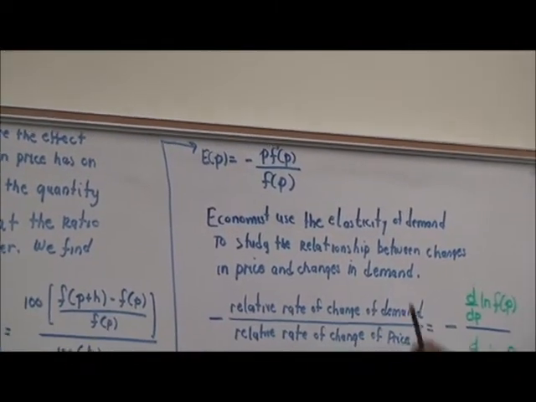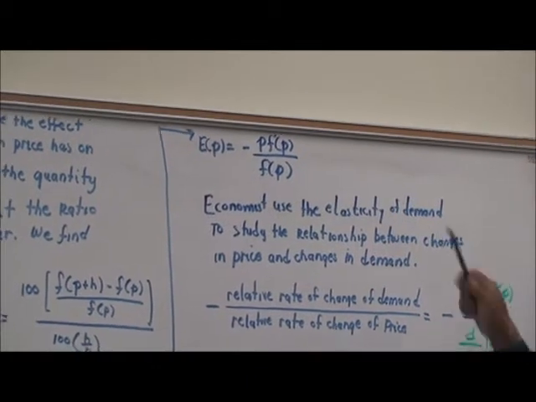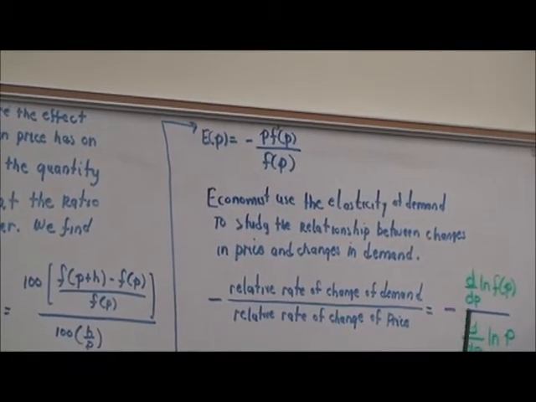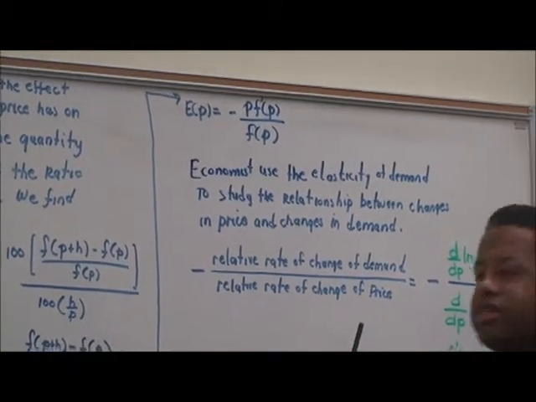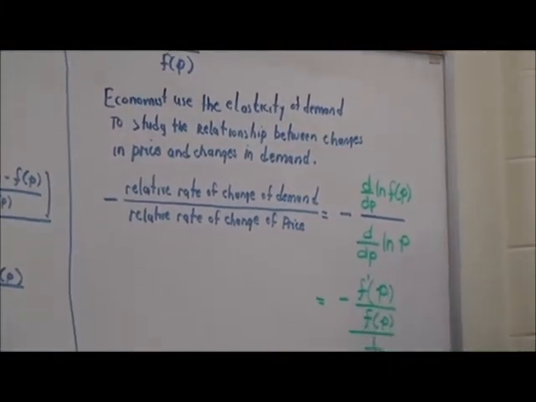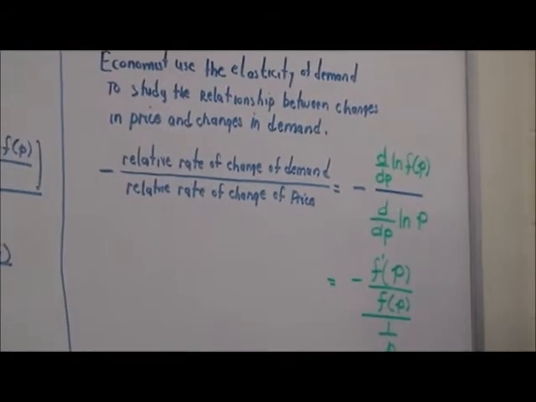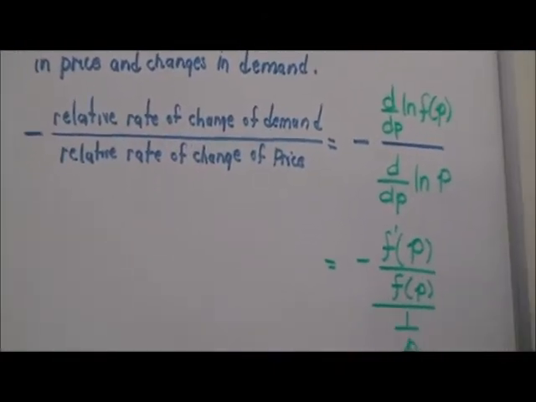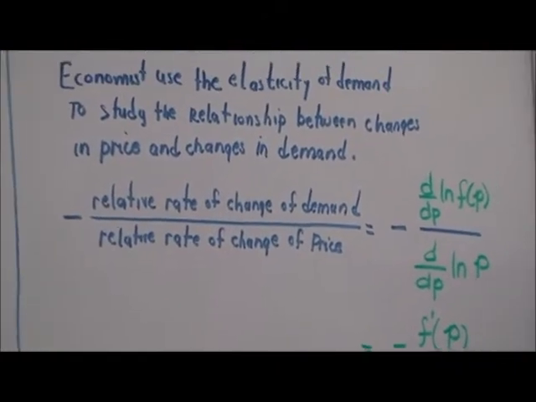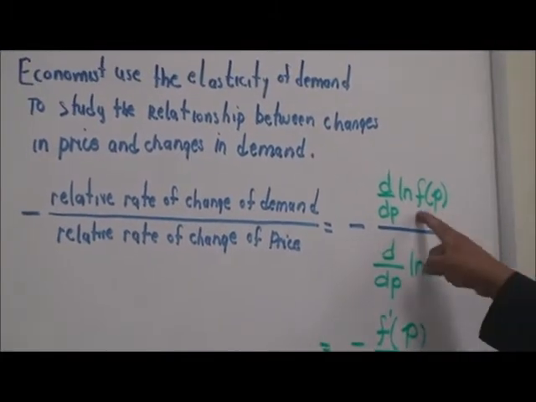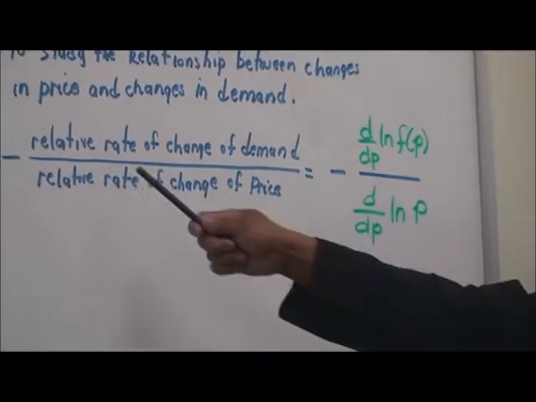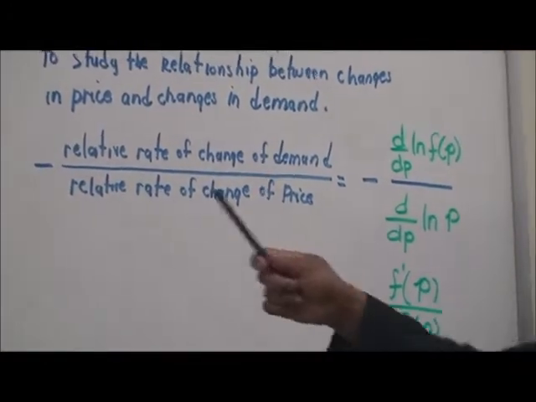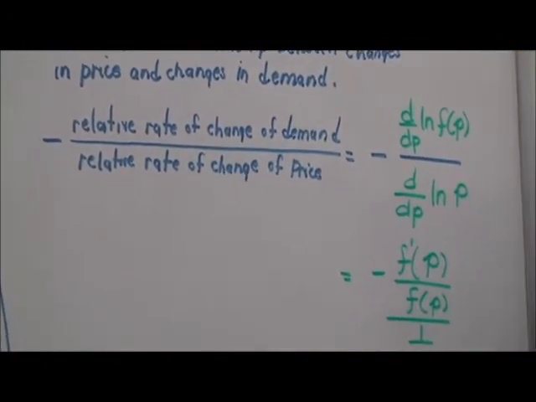Economists use the elasticity of demand to study relationships between changes in price and the changes in demand. Look at this expression right here. This is done using the natural log. This is a different derivation, where you have the derivative with respect to P of the natural log of f of P, which is negative. We got the negative sign here: the relative rate of change of demand over the relative rate of change of price.